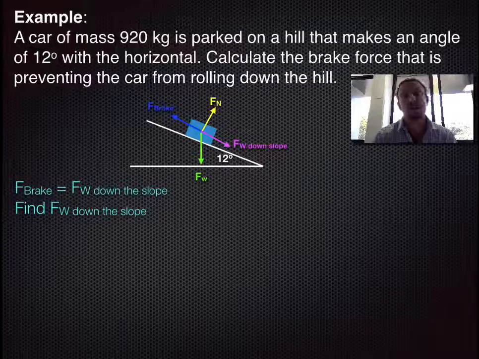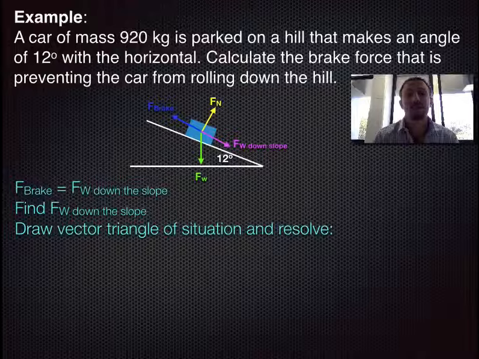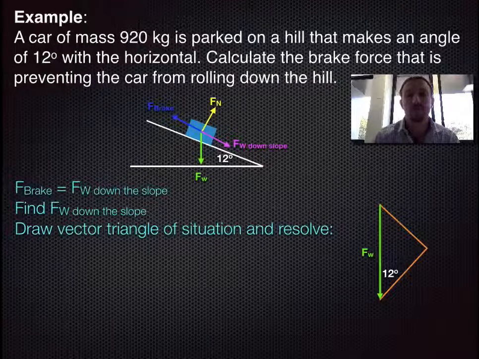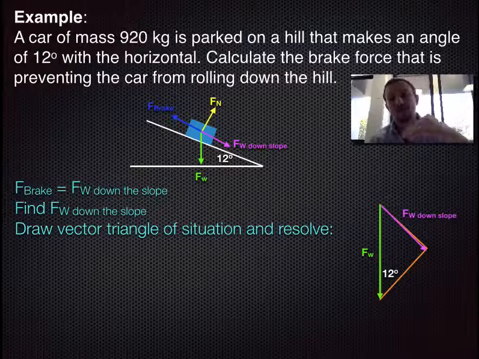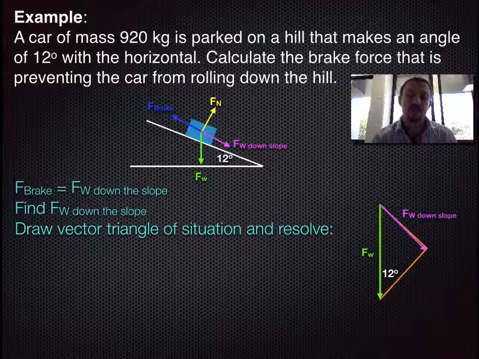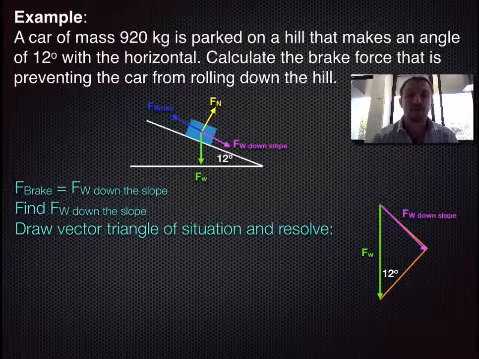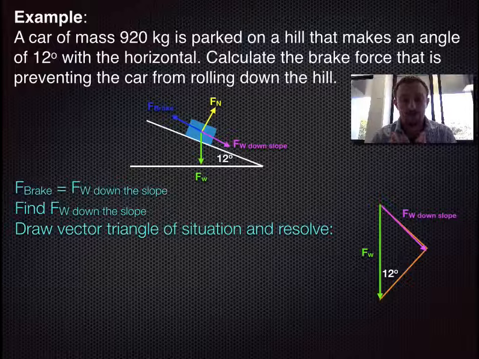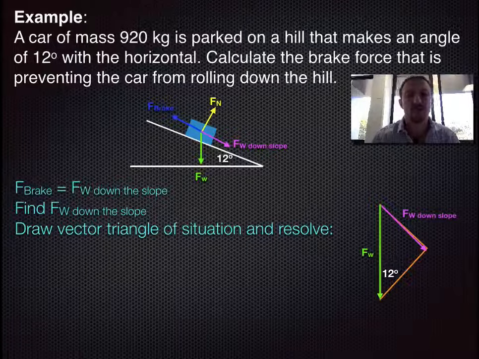So I can find the weight force acting down the slope, and I can draw a vector triangle of this situation. So here's my vector triangle. I've basically got my weight force acting down the slope, and the angle between that and those two components is going to be 12 degrees. So as you can see from the diagram there, that basically is my piece of information which I'm going to utilize using trigonometry.